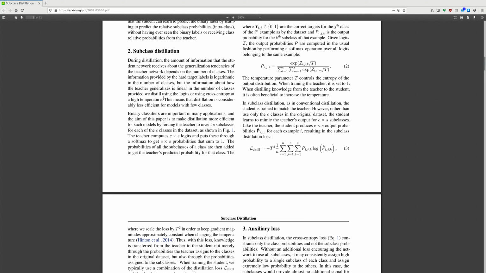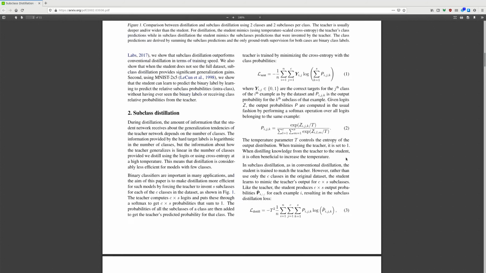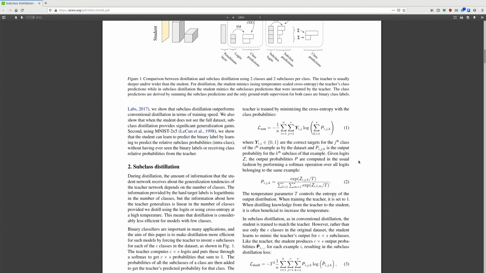Binary classifiers are important in many applications, and the aim of this paper is to make distillation more efficient for such models by forcing the teacher to invent S subclasses for each of the C classes in the dataset, as shown in figure 1. The teacher computes C times S logits and puts these through a softmax to get C times S probabilities that sum to 1. The probabilities of all subclasses of a class are then added to get the teacher's predicted probability for that class. The teacher is trained by minimizing the cross entropy with the class probabilities.